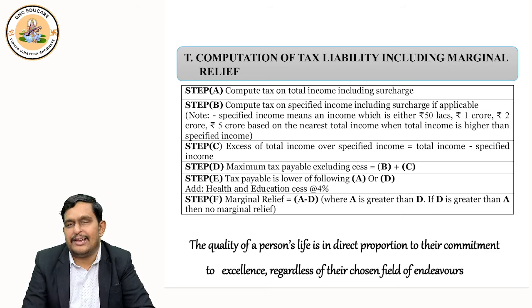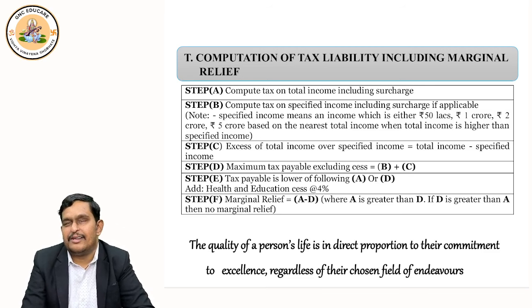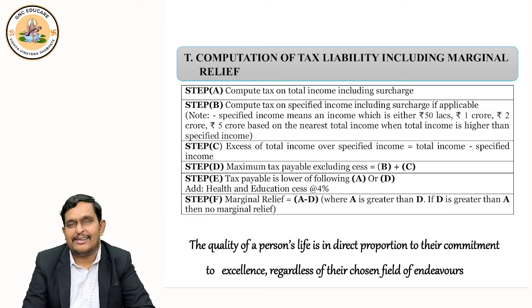But will you get marginal relief? That we have to see in step F. Suppose for example, your step A is more than step D. What I said, step A is more than step D. Then you will get the marginal relief. Right? Step A is more than step D, then you will get marginal relief. And in F we will compute marginal relief is equal to step A minus step D. That's it. This is how you should compute the marginal relief.